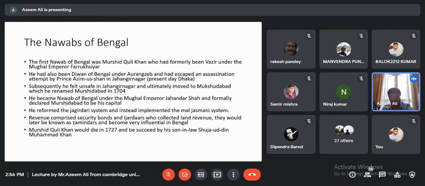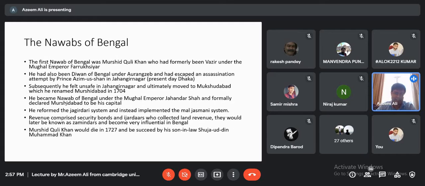And now we're going to look at Bengal. So let's see where Kolkata is. So we can look at the Nawabs of Bengal. The first Nawab of Bengal was Murshid Quli Khan, who had formerly been Wazir under the Mughal Emperor Farrukhsiyar. He'd also been Diwan of Bengal under Aurangzeb and had escaped an assassination attempt by Prince Azeem in Jahangirnagar, which is now Dhaka. Subsequently, he felt unsafe in Jahangirnagar and moved to Murshidabad, which he renamed Murshidabad in 1704 AD. He became the Nawab of Bengal under the Mughal Emperor Jahandar Shah and formally declared Murshidabad to be his capital.